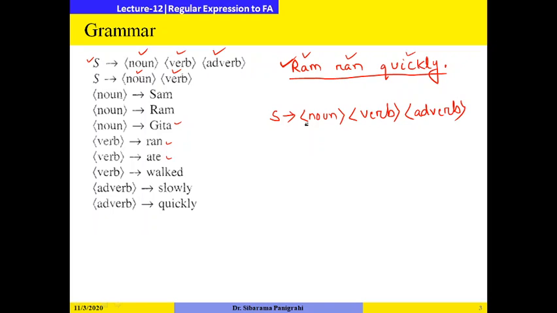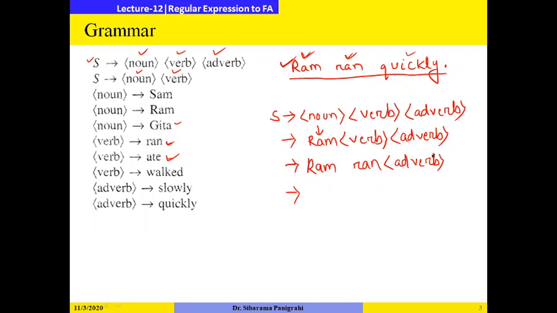Next I will expand this noun. Here what I want is Ram. So noun gives Ram, yes. In place of noun I have put Ram, then verb, then adverb. Now in place of verb I can either put ran or I can put ate. Here what I require is ran. So I have put Ram, instead of verb I have put ran. Then here adverb.